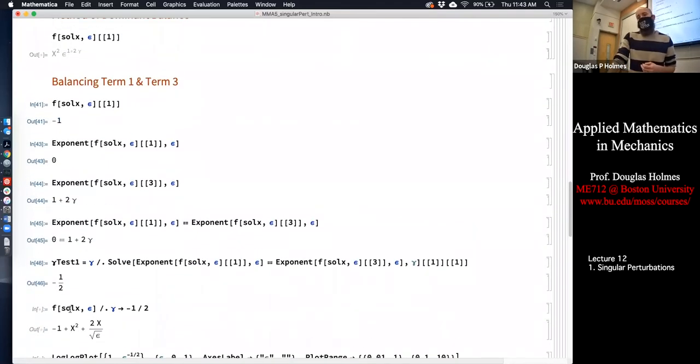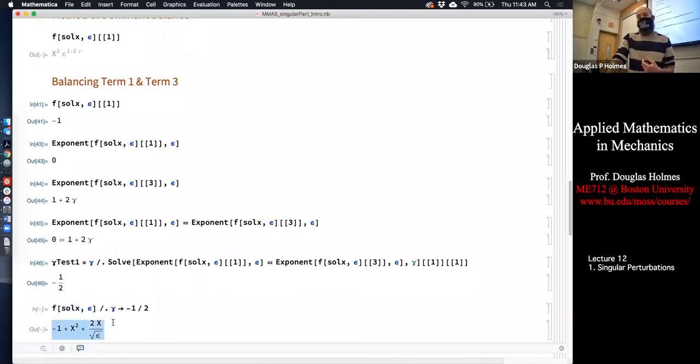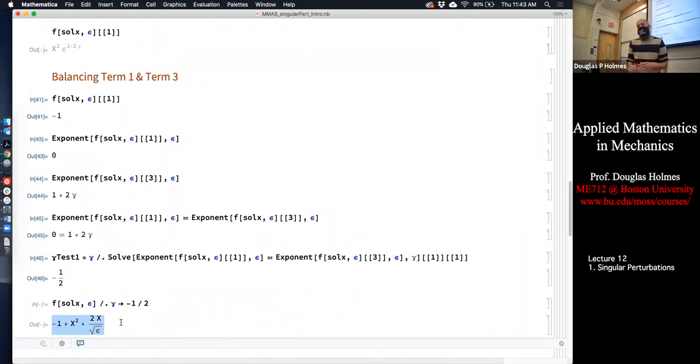Okay, what we do now is we found gamma. So if this is the correct balance, then we know that gamma should be -1/2. We can take our equation and insert gamma of -1/2 in for gamma that was in the exponent of epsilon, and we end up with this equation here. This is the point where I think confusion seeps in.